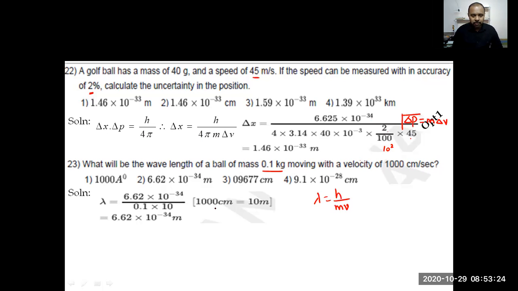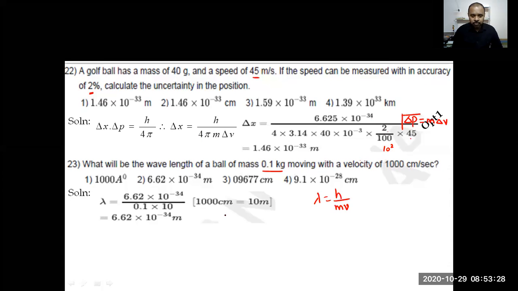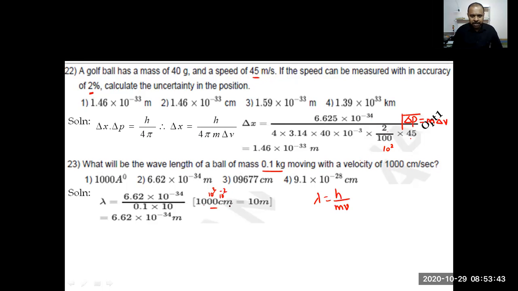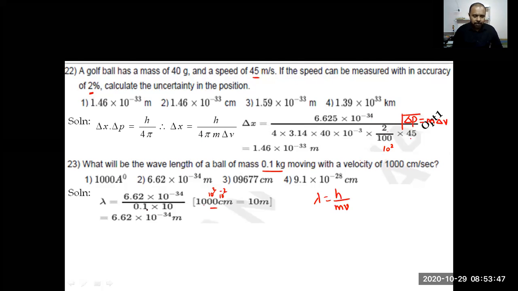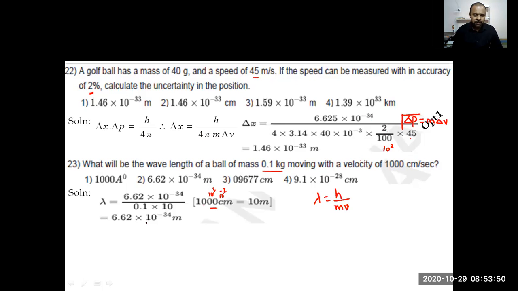So 1000 centimeter is equal to 10 meter. So you can always take this 10 raised to 2, and centi gets cancelled. Centi means 10 raised to minus 2, correct? These two zeros, 10 raised to 2, get cancelled. What remains is 10 meter. So 1000 centimeter is nothing but 10 meter. So denominator 0.1 into 10 is 1. So it becomes 6.62 into 10 raised to minus 34. Option 2.